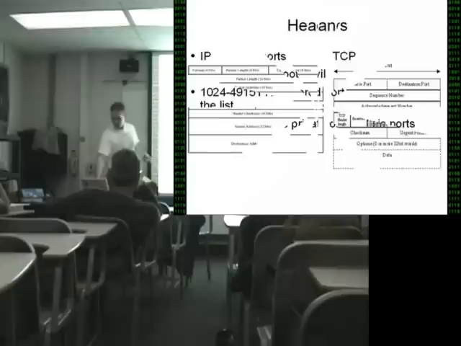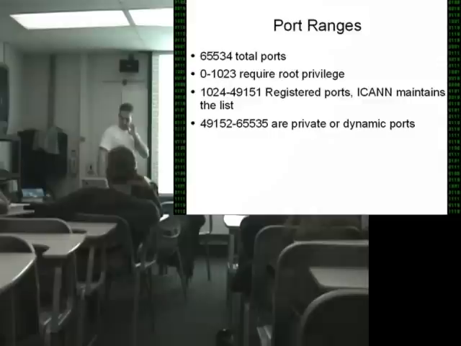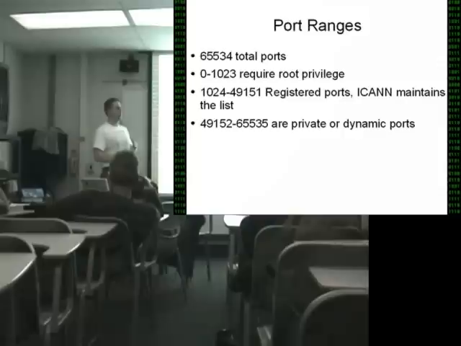Now, a few different port ranges I want to make you familiar with. There are 65,534 different ports. That's because each port is represented as a 16-bit section of those headers. All the ones between 0 and 1023 on a Unix-based operating system, you're going to need root privileges to be able to use those.